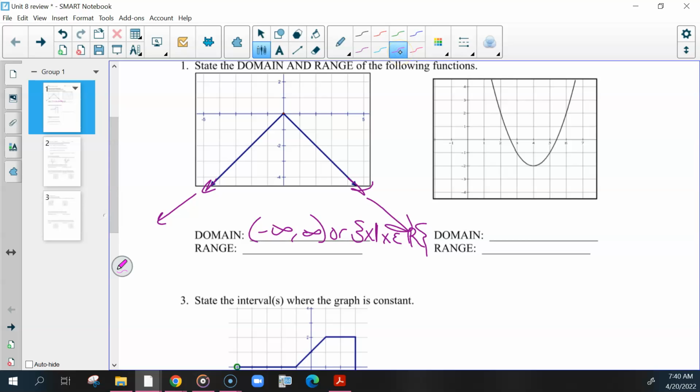For your range, because we have arrows, this is going to keep going down, but it does have a stopping point, that ceiling. It doesn't go higher than that. So we can say it starts at negative infinity, but it stops at 0. We can say negative infinity to 0, and that would be a bracket. Domain is furthest left to furthest right, and then range is lowest to highest.